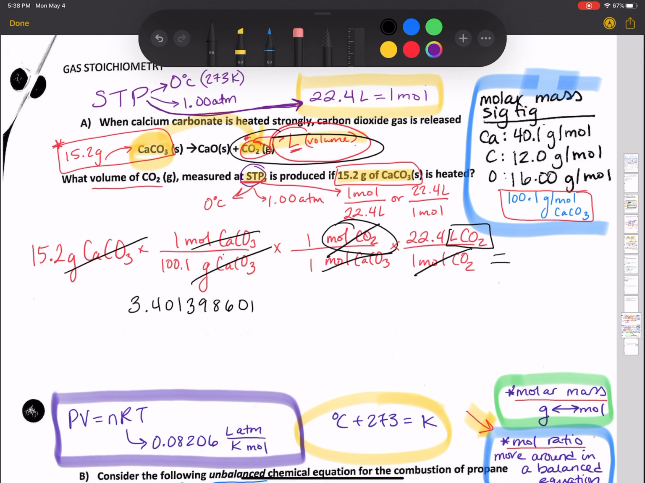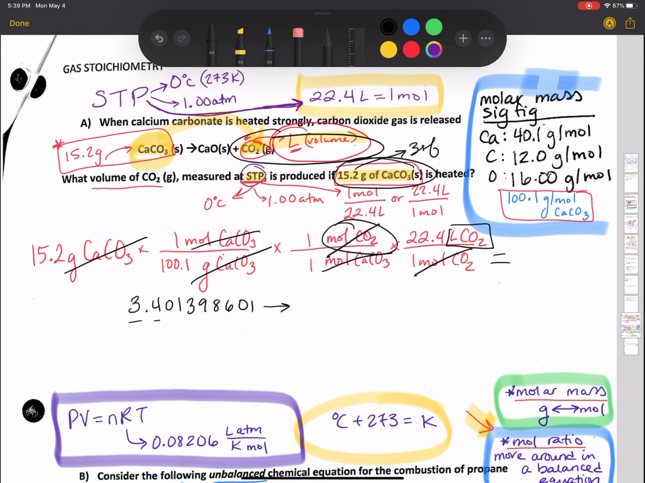You only had one piece of data in this question, and that piece of data had 3 sig figs. That came from the 15.2. Do not use your conversion factor as data. Do not use 0 degrees Celsius as data, and don't use 1.00 ATM as data. That's just the set of knowns for STP. Only use the data given to you in the problem, which in this case was 15.2 grams.